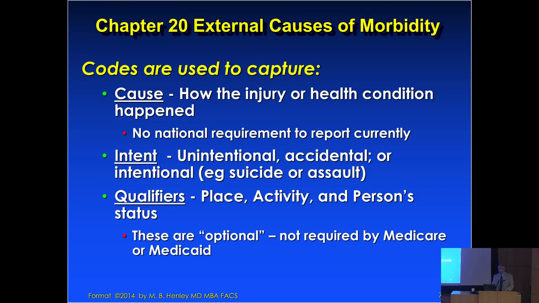So let's now look at chapter 20. This is the chapter that's gotten most attention in the news and in the lay press, because codes can now be used to capture cause, how the injury or healthcare condition happened. Though there's no national requirement for this, many of our regional payers do want this to determine whether this was a motor vehicle crash or an on-the-job injury, as another example. The intent, whether it was intentional, accidental, or unintentional. Qualifiers are also helpful: where the activity took place, what specific activity the person was engaged in, and the person's status, meaning are they employed or active duty military, as an example.